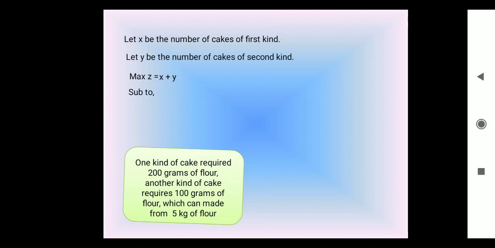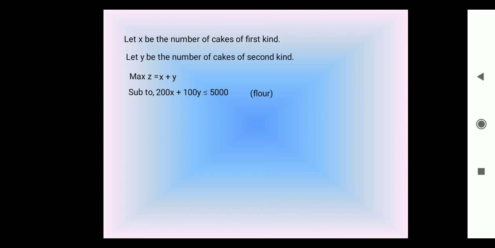For this reason, we have to convert 5 kg into grams. That is, the first constraint is 200x plus 100y less than or equal to 5000. 5000 grams is equal to 5 kg. This is the first constraint for flour.